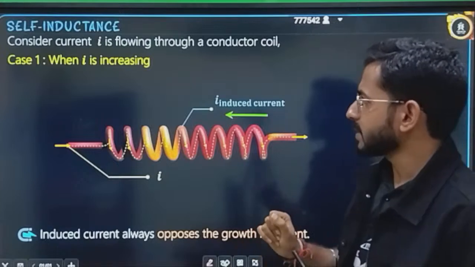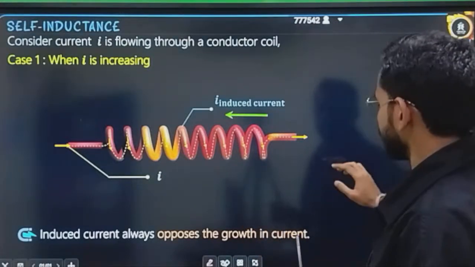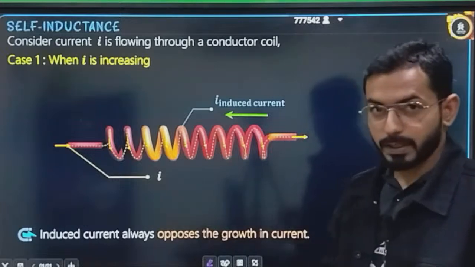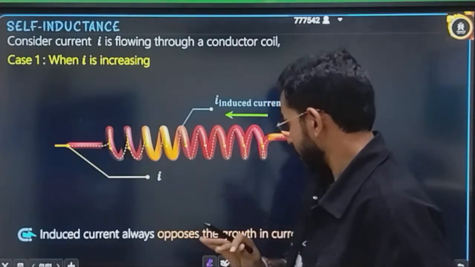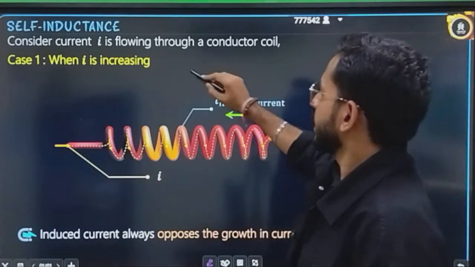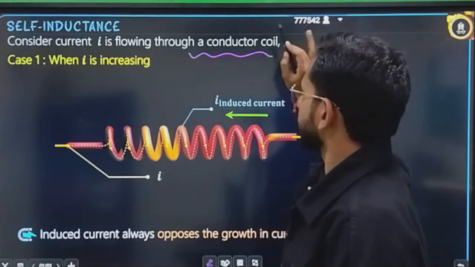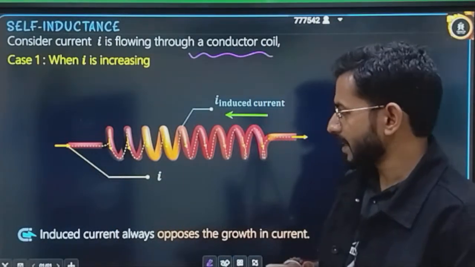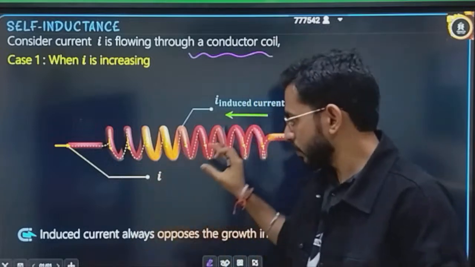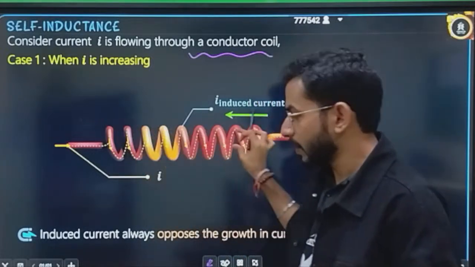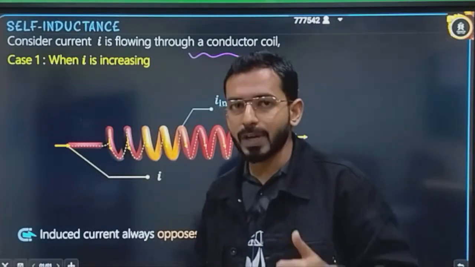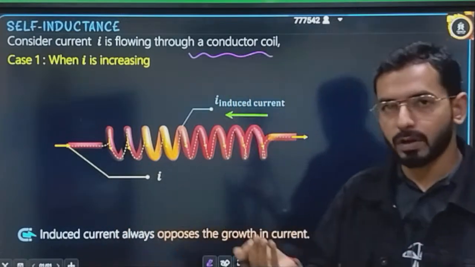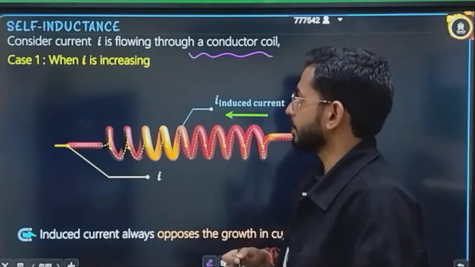Let's summarize that. See, what is the case given here? Current is flowing through a conductor coil. It is a kind of rounded coil, which I can say is a solenoid, because we are going to use that result as well. Why I am comparing this with the solenoid is also a very important thing.